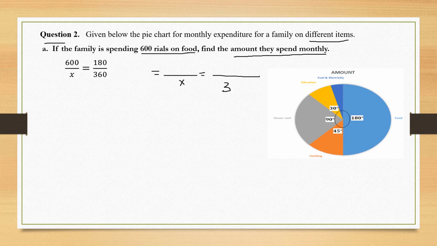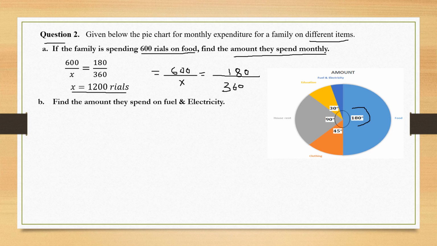The total angle is 360 degree. So first of all, we need to find out the angle for food. The angle for food is 180, and the amount spent on food is 600. So we need to find out the total amount. By solving this question, x is equal to 1200 real per month. This is the total expenditure of the family on different items.